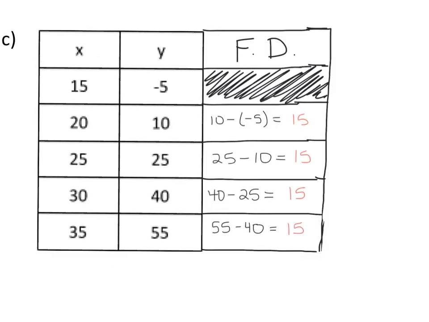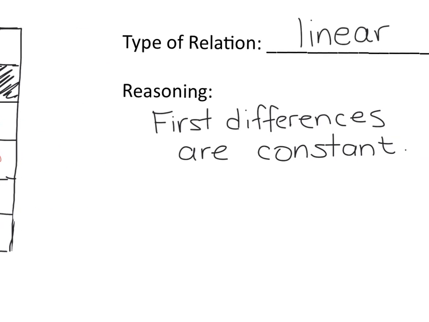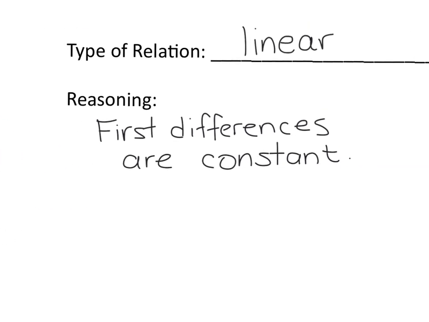All right, so if you calculated your first differences, you should have gotten a value of 15 in every single row. So if we look at the values that we got, it is very clear that we got a constant value of 15. And so therefore we can conclude that this is a linear relation, and our reasoning is because our first differences are constant.